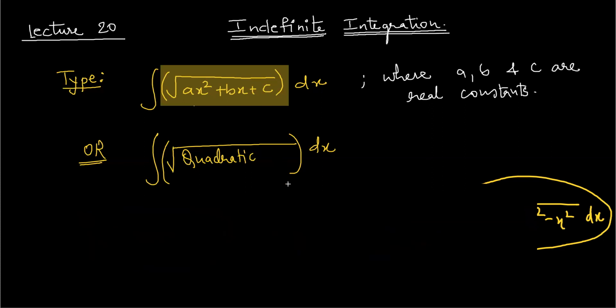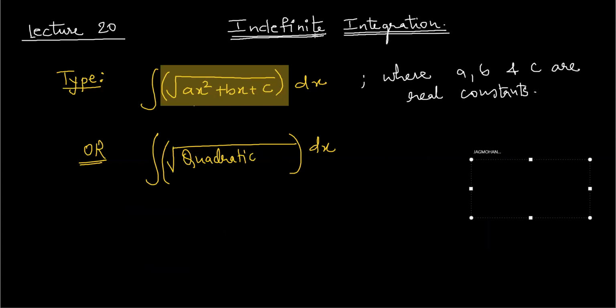Okay, so here we have the type root quadratic, that is square root of ax square plus bx plus c dx. Now we will write the method. Surprisingly, the method is exactly what you had written for 1 upon quadratic and 1 upon root quadratic. It is the same method.